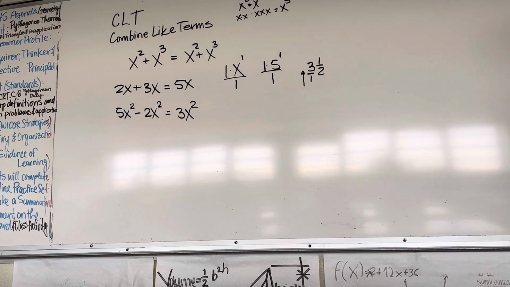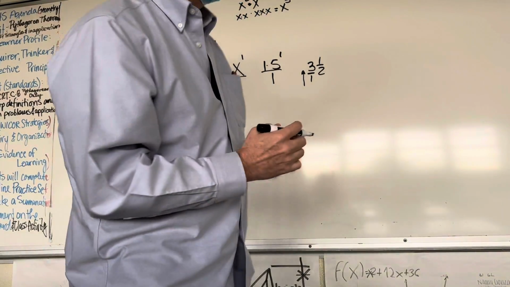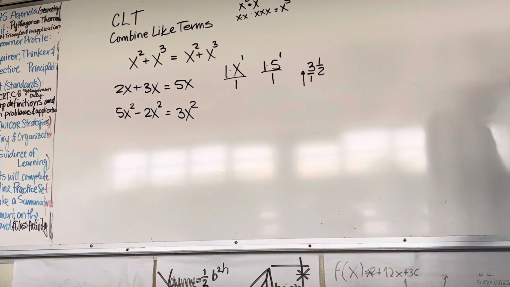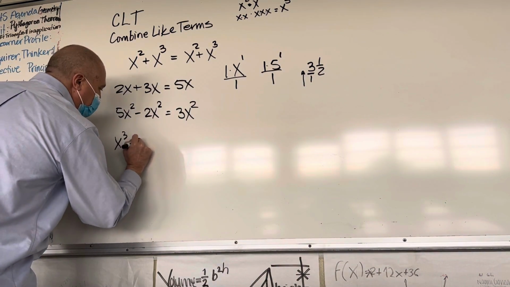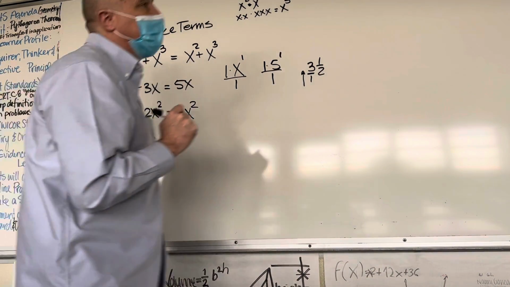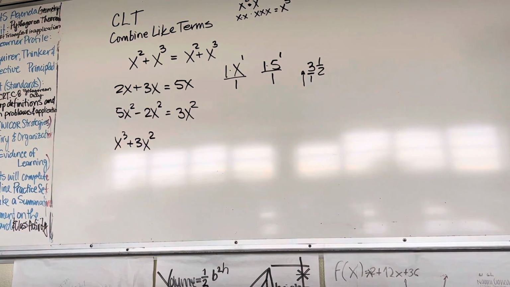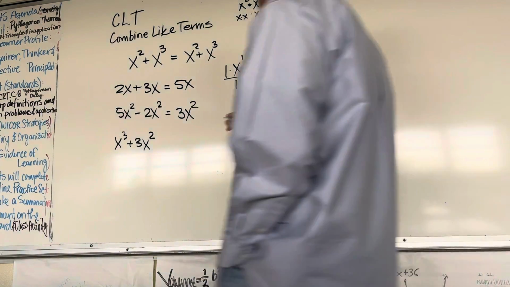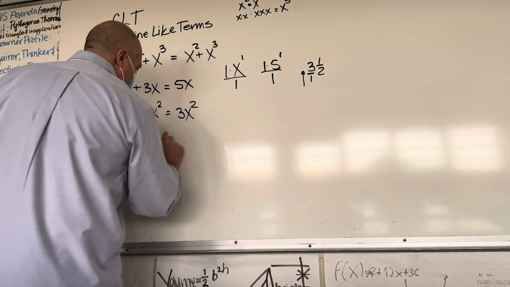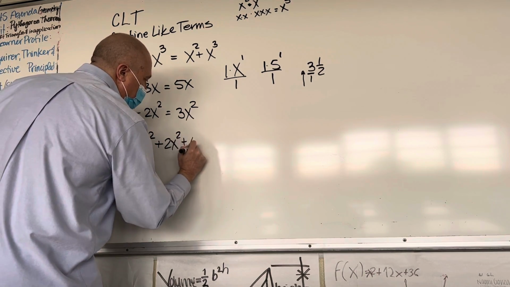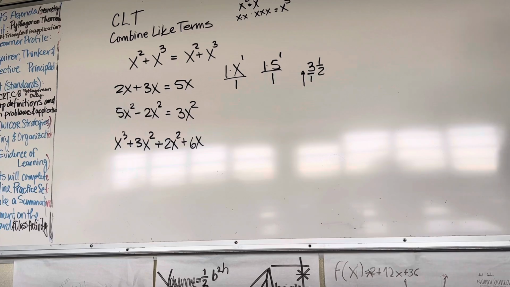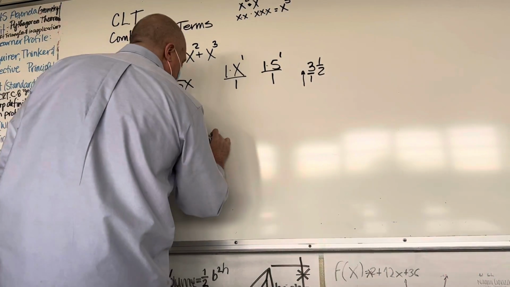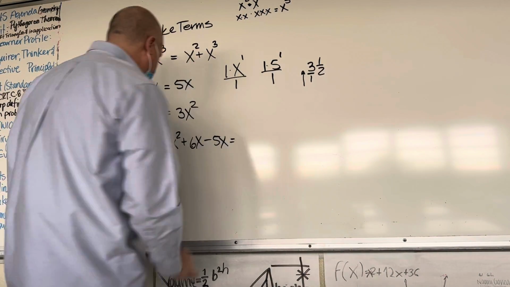All right, let's take it up a notch, and let's say x cubed plus 3x squared plus (2x squared plus 6x) minus 5x equals. I don't know why my brain can't remember this right now, but I have to keep looking at it.